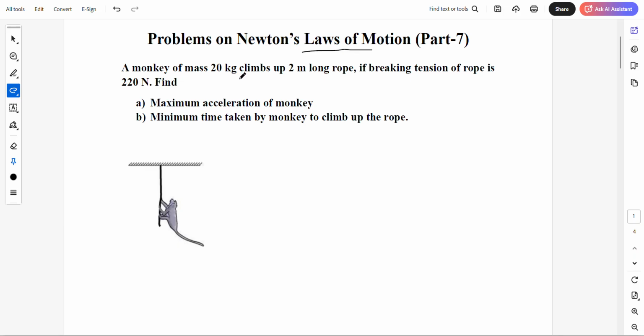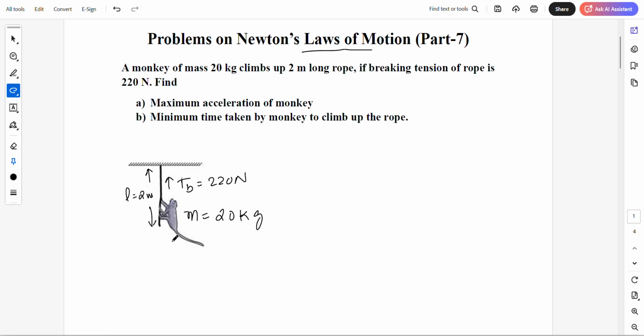The monkey of mass 20 kg climbs up a 2-meter long rope. The length is 2 meters. The breaking tension of the rope is 220 newtons. Tension will always be upwards. This is the breaking tension, that is the maximum tension, 220 newtons. Whenever the monkey climbs up or climbs down, tension will always be upwards. T max is equal to 220 newtons in the rope. We are supposed to calculate the maximum acceleration of the monkey and the minimum time taken by the monkey to climb up the rope.